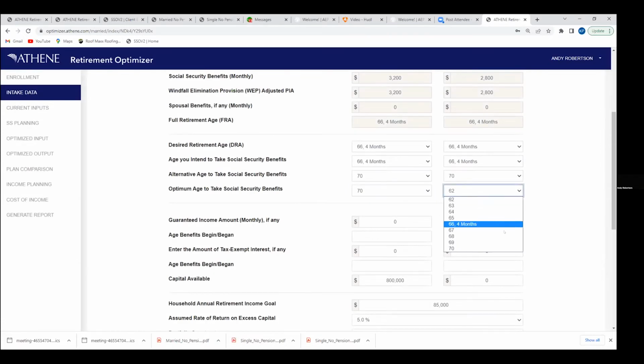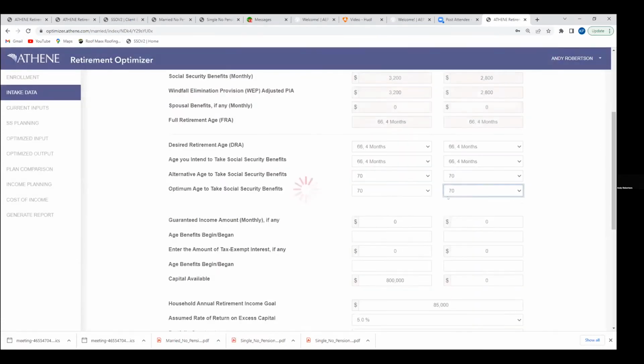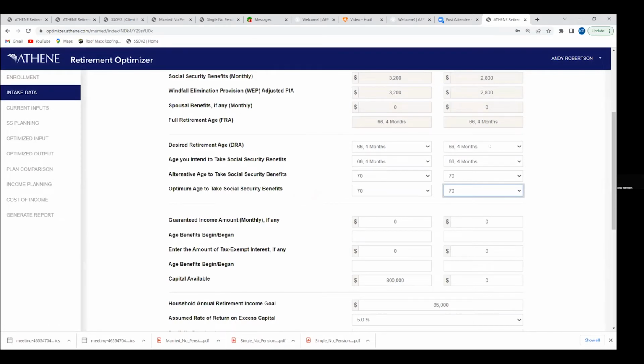So what we're solving for is how much capital do we need if we retire at 66 and 4 months? In the first scenario, take benefits at 66 and 4 months. In the alternative, we'll look at what if we retired at 66 and 4 months, take benefits at 70. And then lastly, we'll look at retiring at 66 and 4 months and taking benefits at 70, but instead of using an asset allocation approach, we'll use this asset optimization approach.